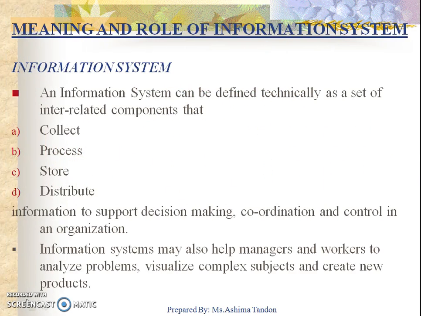But before we understand the concept of MIS, it is very important to understand what we mean by an information system. An information system can be defined technically as a set of interrelated components that collect, process, store, and distribute information to support decision-making, coordination, and control in an organization.